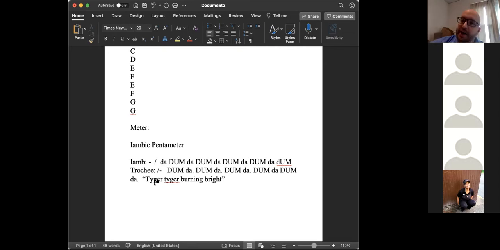Tiger, tiger. Right, so we can kind of see which syllable in the line is stressed, which isn't. Tiger, tiger. Then burning, the burn is your stressed syllable, and bright is only one syllable. Tiger, tiger, burning bright. That's what a trochaic line sounds like. The word starts out with the first syllable stressed, the second syllable isn't stressed.